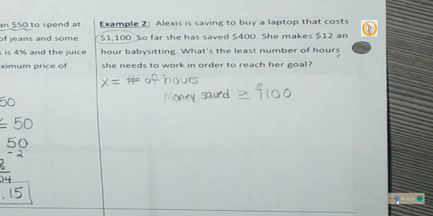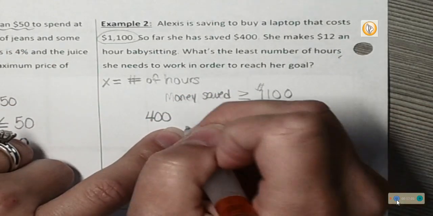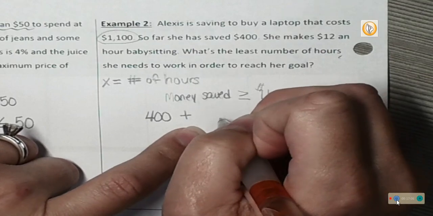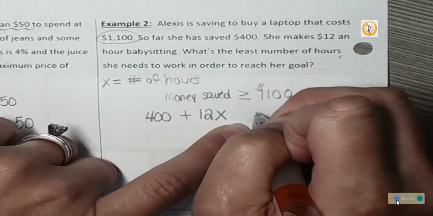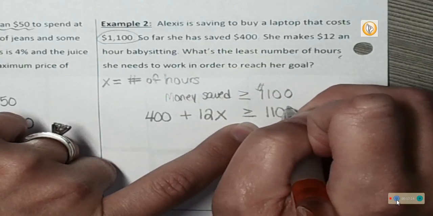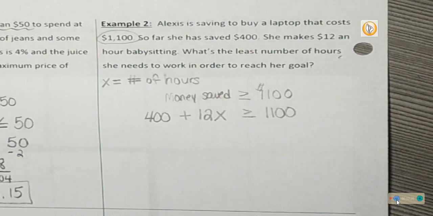All right. Tell me what you know about what Alexis has already got saved up. She's got $400 already. Now, she's going to add to that her babysitting money. And how much money is she going to get for babysitting? $12 for every hour she babysits. And then she needs that to be greater than or equal to $1,100 so she can buy her computer. Now, I know you might be thinking, what about taxes? I'm assuming Alexis has already figured out the taxes as well. Because you know when you go, you got to pay taxes.